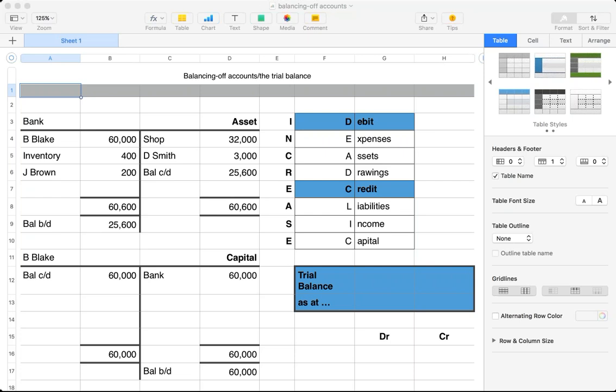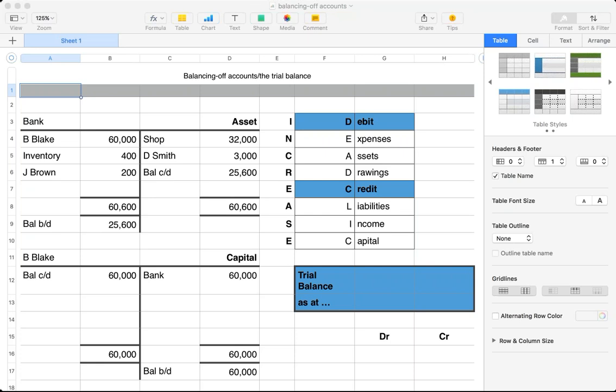So what is a trial balance? A trial balance in its most simplistic form is a list of balances at the end of an accounting period. Usually a trial balance is taken at the end of an accounting year. So no doubt if you've worked in bookkeeping or accounts before, the first stage in building a set of accounts is to get the trial balance, and the trial balance will usually cover a period of a year, of 12 months.